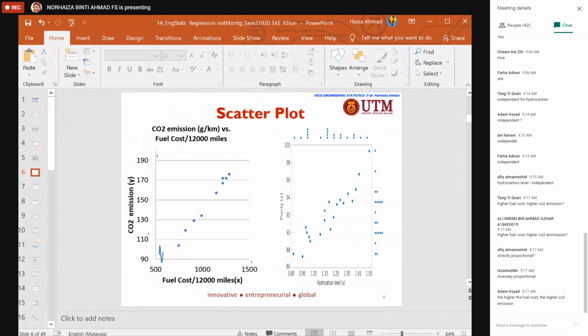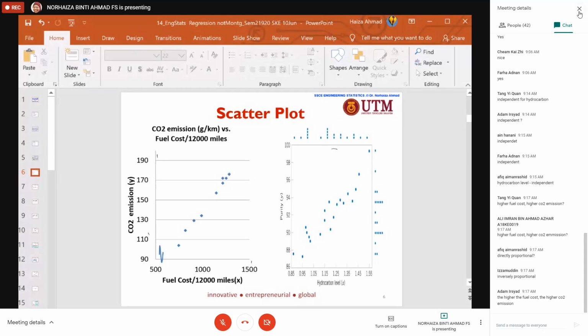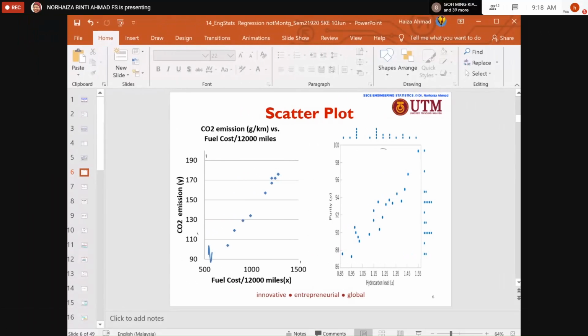Similarly, for hydrocarbon and purity, you can see a similar pattern between these two, right? It looks like as the x-axis goes high, the y-axis becomes high as well. The response becomes high as well, except for the pattern. So if you look at fuel cost and CO2, it looks as if it's linear, but here you can see it's somewhat linear. Somewhat linear.